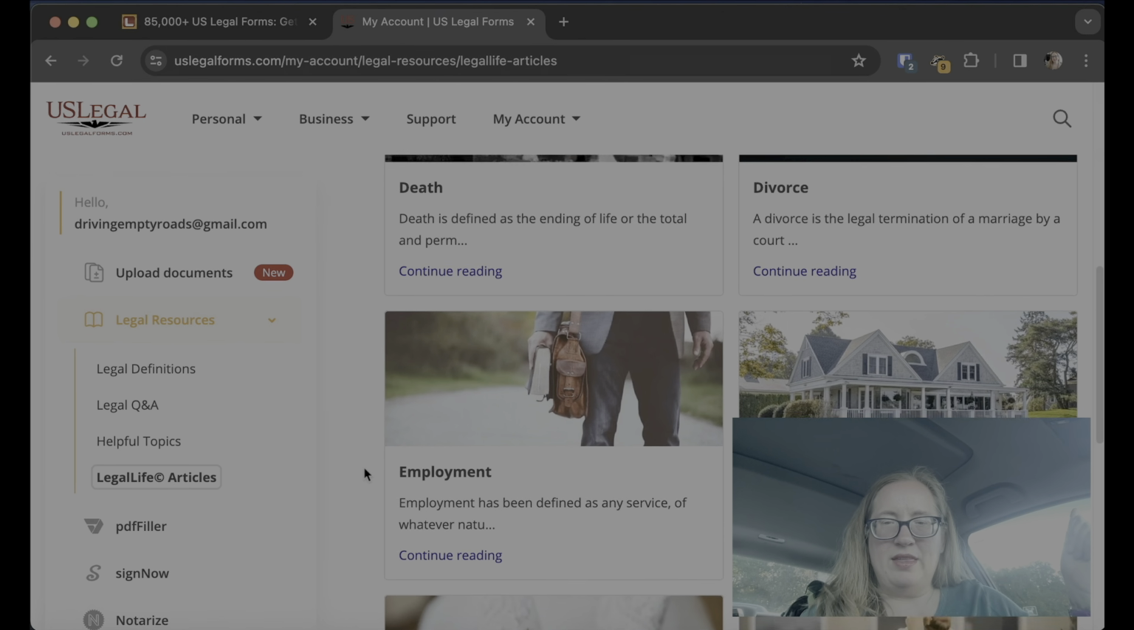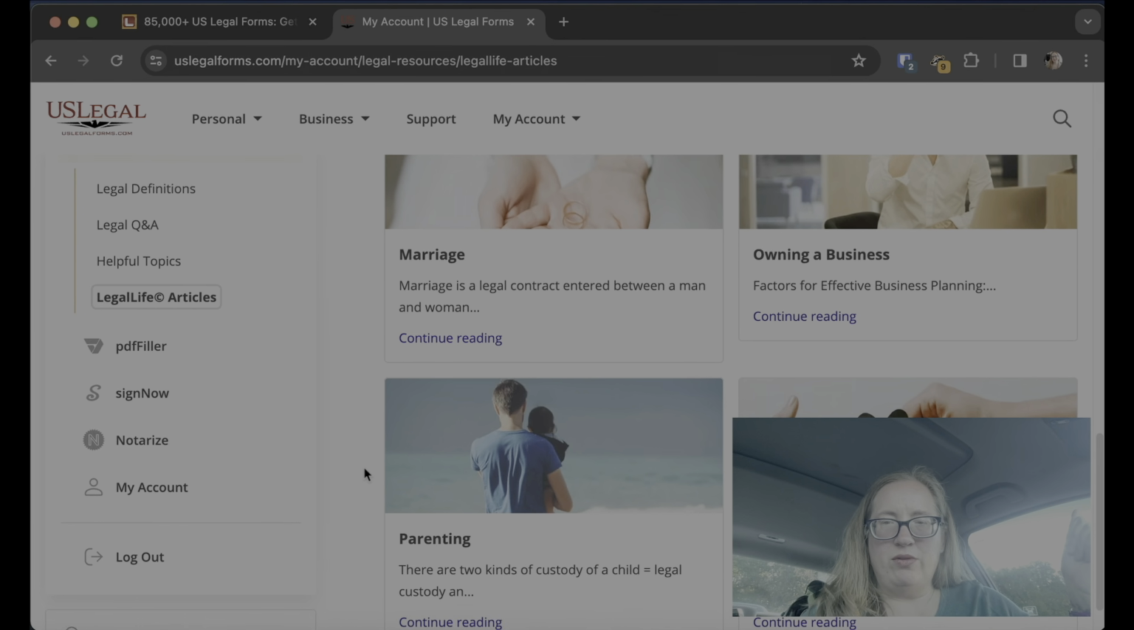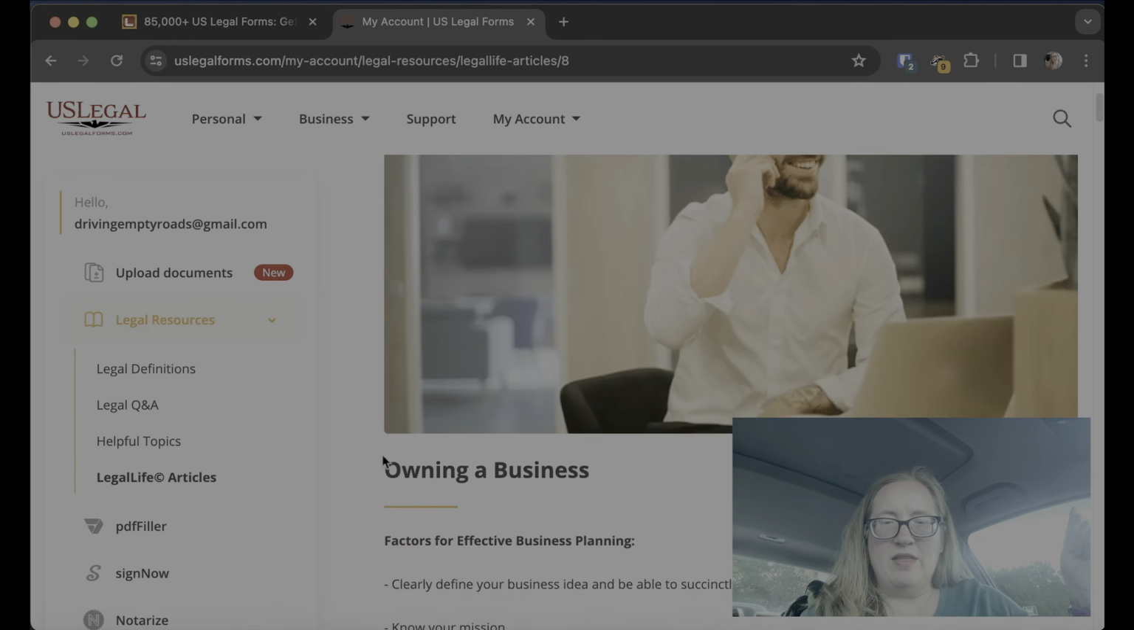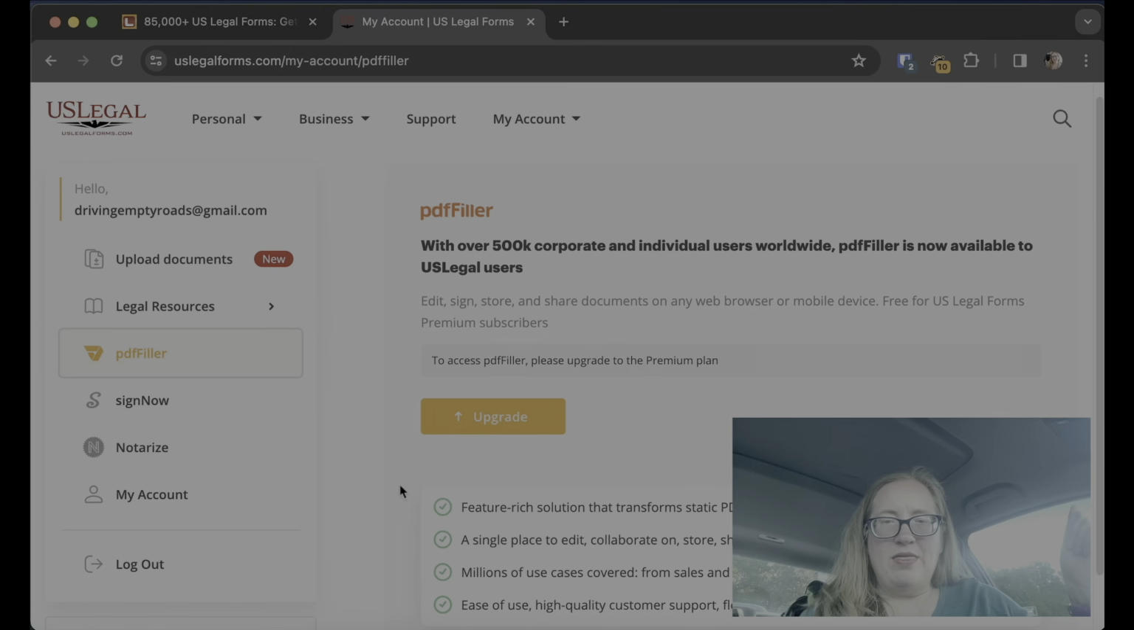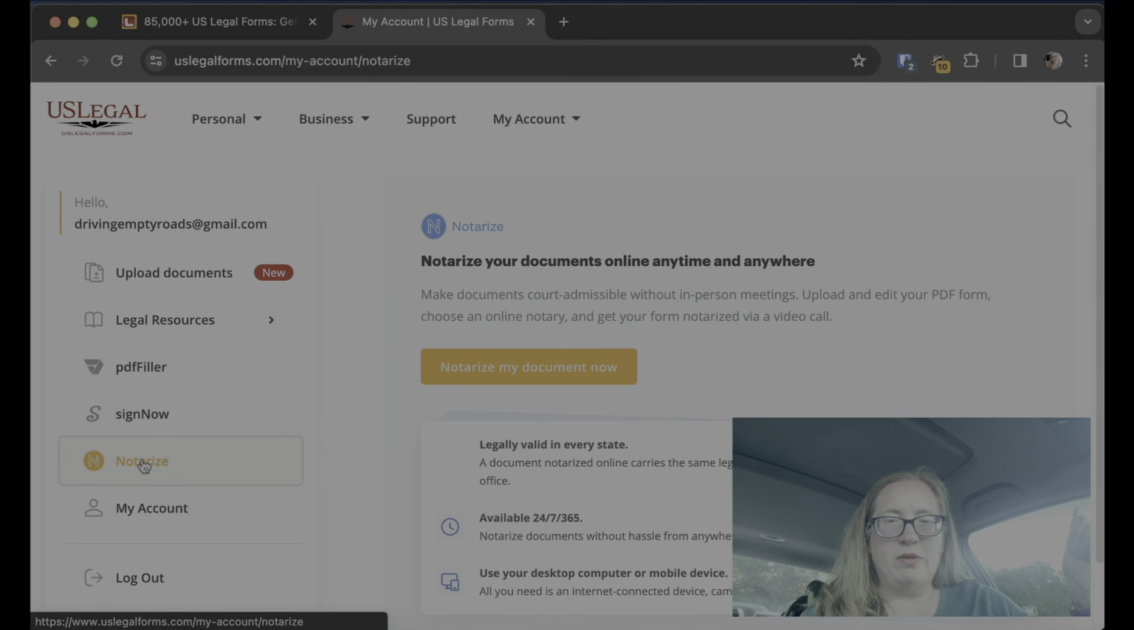And then this, I think, is more about general things, owning a business. And then it has some articles in there. So yeah, it's really just giving you some basic things. All right, PDF Filler, that is something for the premium plan, which I don't have. SignNow is also the premium plan.